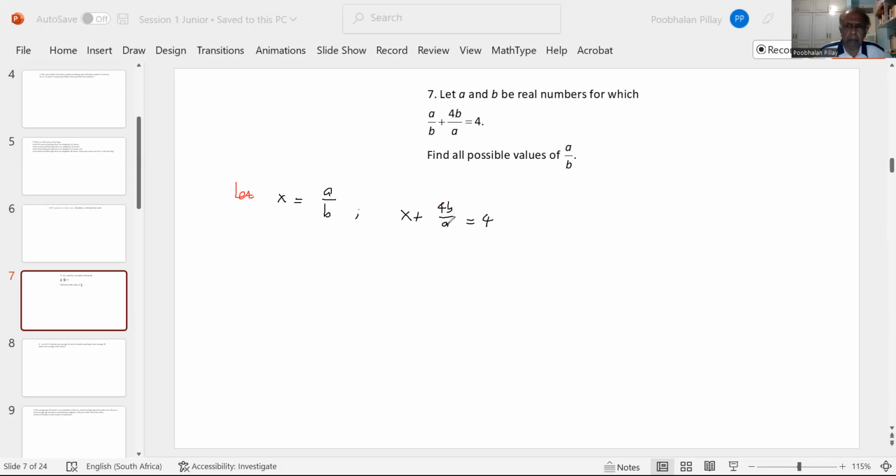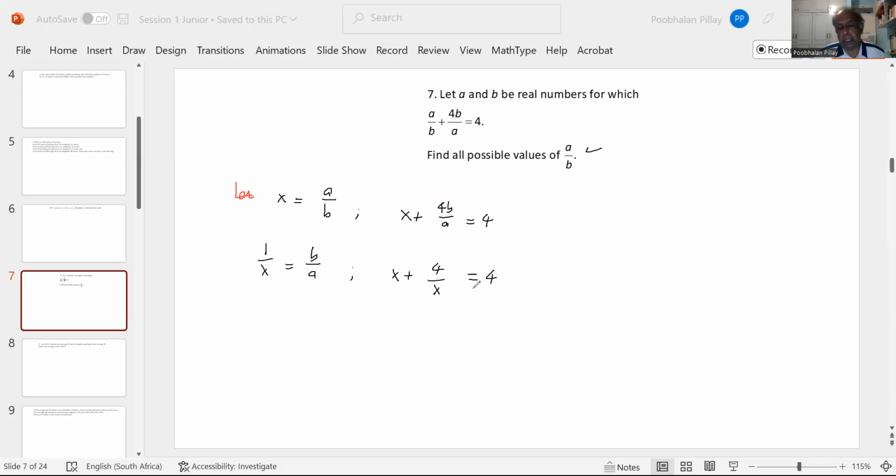But now, b over a, what is b over a? It's actually the reverse of this. It's 1 over x. 1 over x is equal to b over a. So we can replace this 4 times b over a by 4 times 1 over x, which is 4 over x, and that equals 4. And there we have it. You've got one equation with one unknown x, and the unknown is what we require to find.